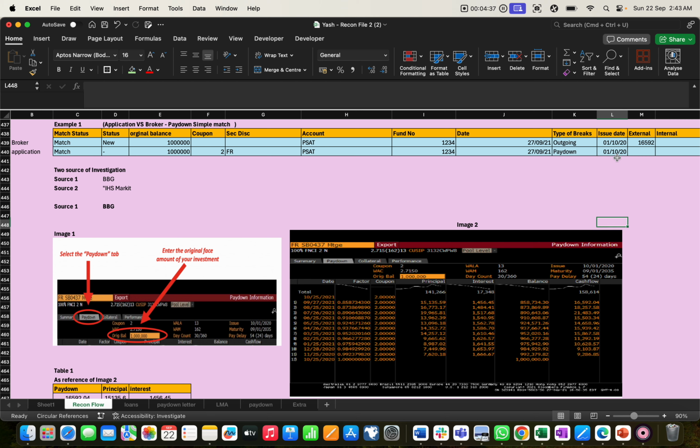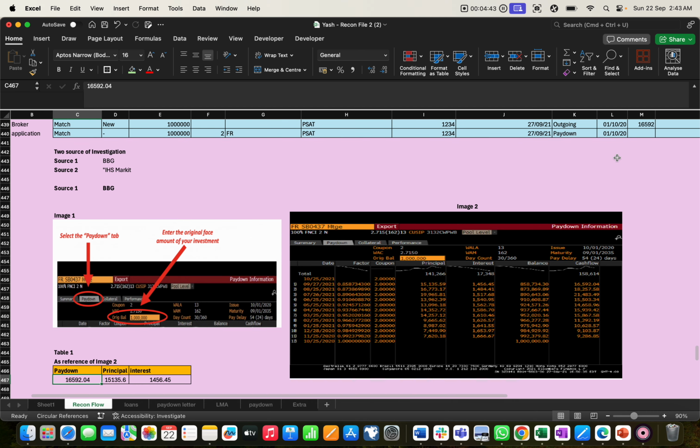So this is a BBG example. If you see table number 1, it shows that the pay down is principal plus interest. How can we calculate it? In image 2, if we see this column, the principal amount is 15,135.59 and the interest is 1456.45. So this total is the pay down amount.